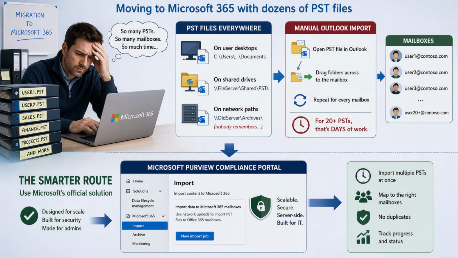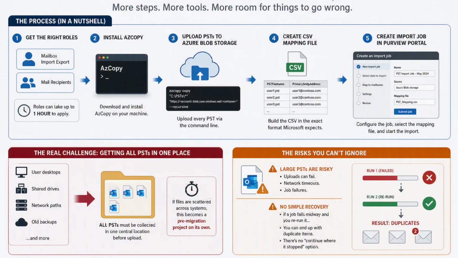So most admins turn to Microsoft's official route, the Purview compliance portal. Microsoft's network upload method works, but it's far from simple. First, you need the right roles: mailbox import-export and mail recipients. And after assigning them, it can take up to an hour before they actually apply. Then you install AzCopy, upload every PST to Azure Blob Storage from the command line, build a CSV mapping file in the exact format Microsoft expects, and create an import job in the Purview portal.